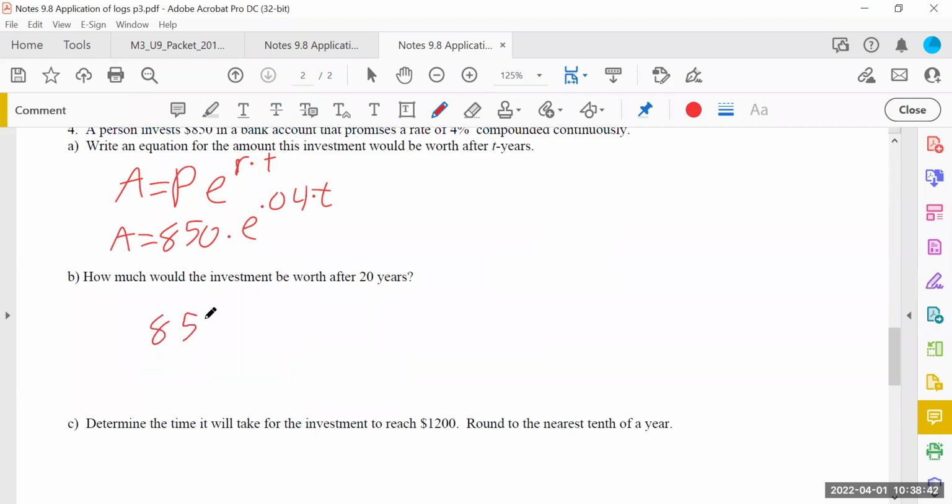Let's try it. 850 times E to the 0.04 times 20. Plug 20 in for T. Go ahead, try it and see what we get. Make sure your answer makes sense. You're going to actually evaluate it with the calculator. It'll do E at 2.71 going on forever, and raise it to the 0.04 times 20 power. And that will be your answer. You'll get a number that makes sense as far as money in the bank. Just put that in your calculator, it'll take care of it.